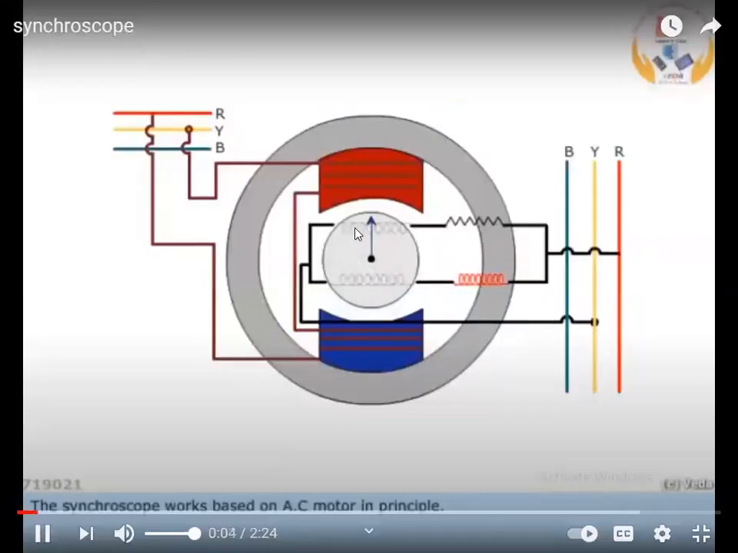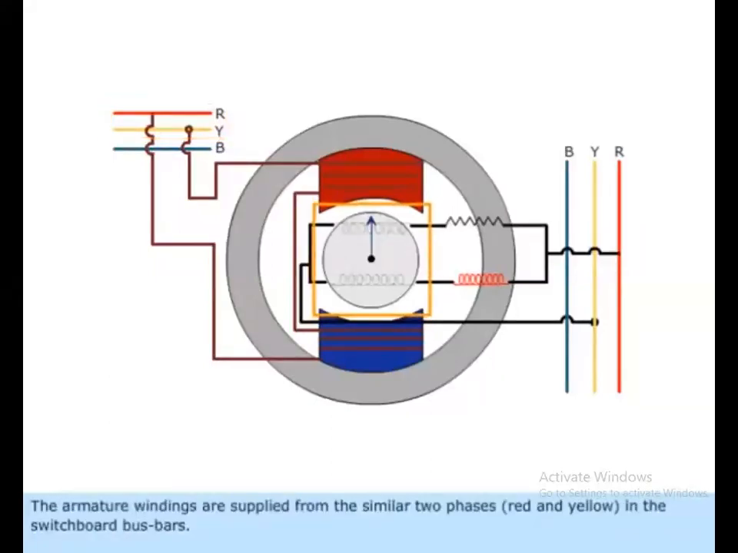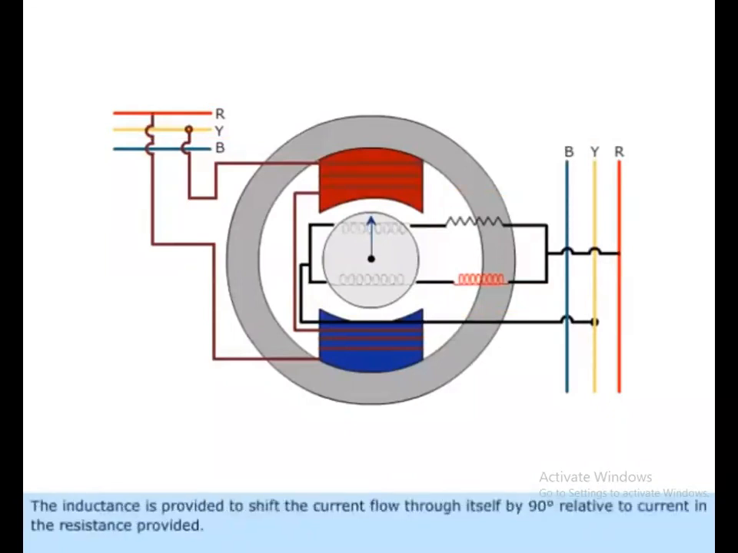Synchroscope, motor in principle. It has two ports connected across any two phases, say red and yellow, of the incoming machine. So red is connected with red, yellow is connected with yellow, and blue wire is connected with blue, R Y B of the alternator switchboard and the bus bars. The armature consists of two parallel windings. A resistance is connected in series with one half winding. An inductance is connected in series with the other half winding as shown. The inductance is provided to shift the current flow through itself.